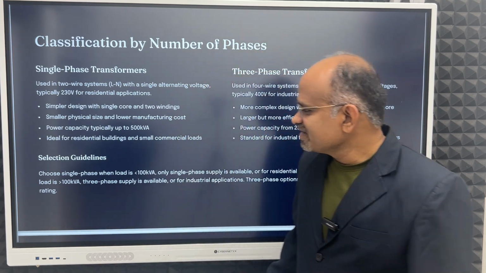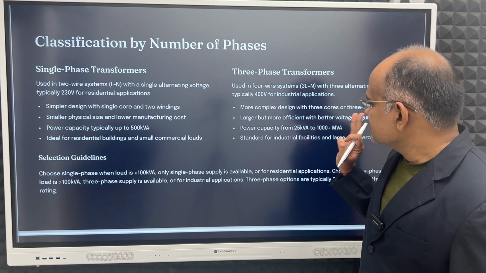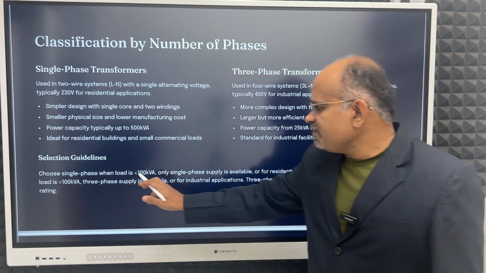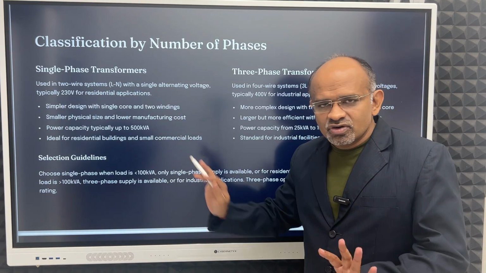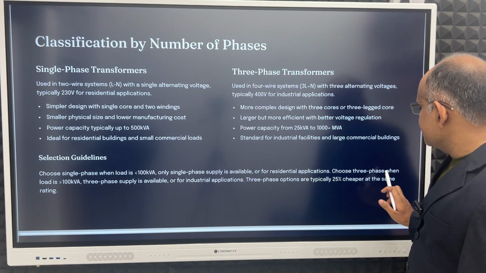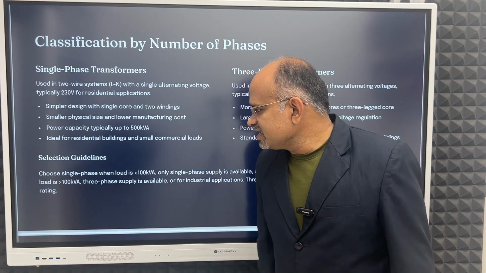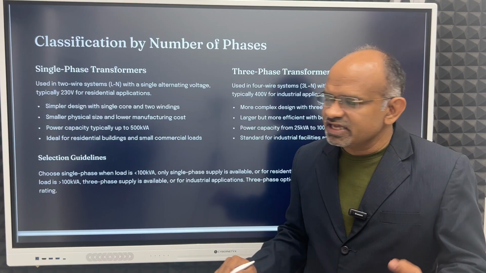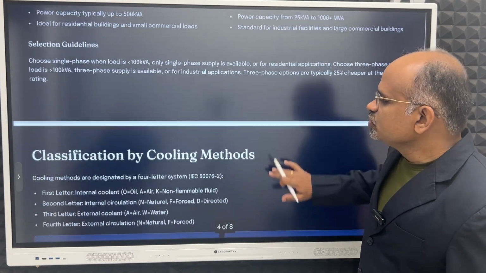Move ahead. So, selection guidelines. Just we will see the selection guidelines. Choose single phase when the load is less than 100 kVA, with supply available for residential use, or choose three phase when the load is more than 100 kVA. This is just theory, but in practice, single phase transformers are not used.